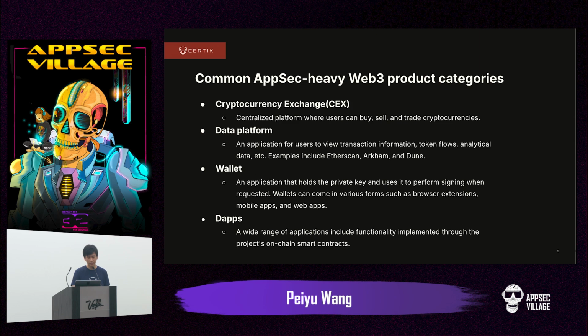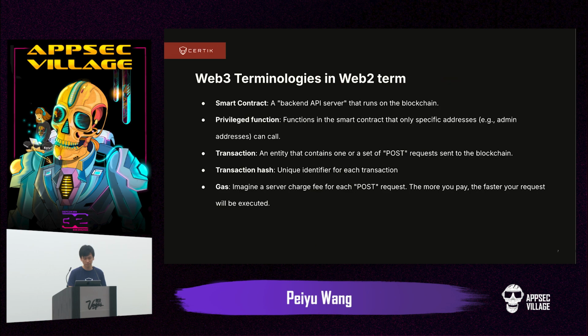And then there are the apps. The definition I give for an app is a wide range of applications that include functionality implemented through on-chain smart contracts. All four types of applications play a very important role in the blockchain application space, and they all have their own unique types of services. Today I will talk about the apps.